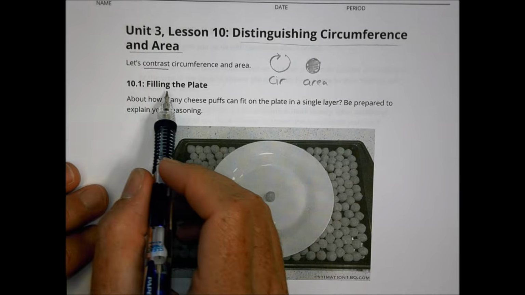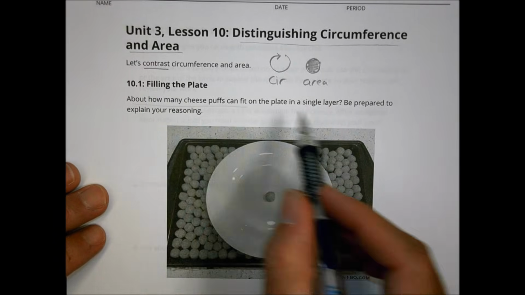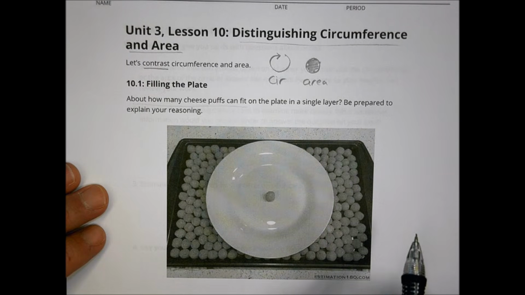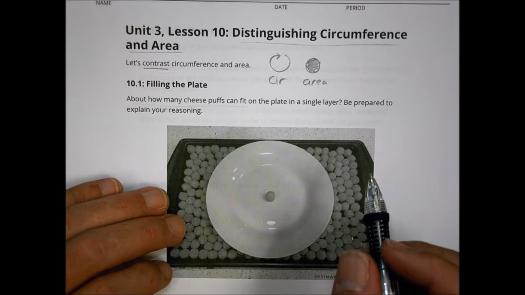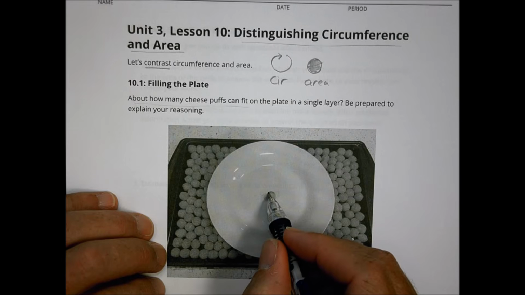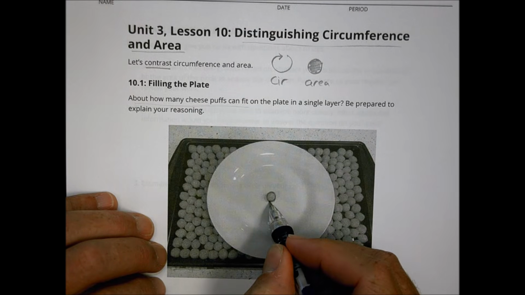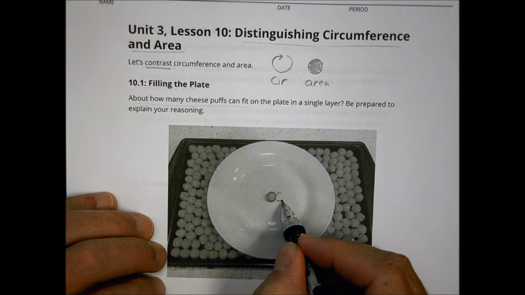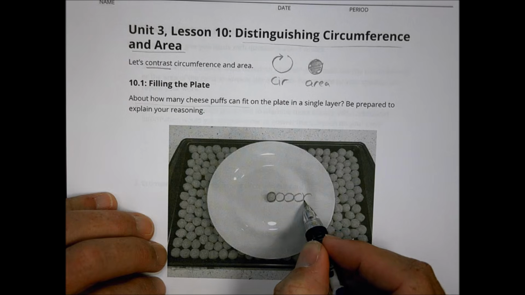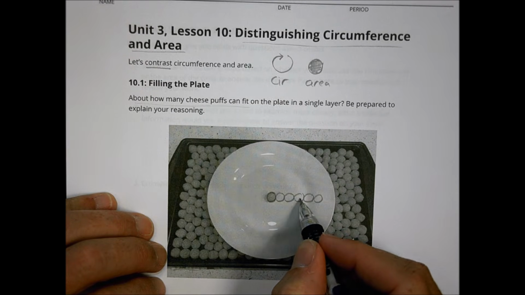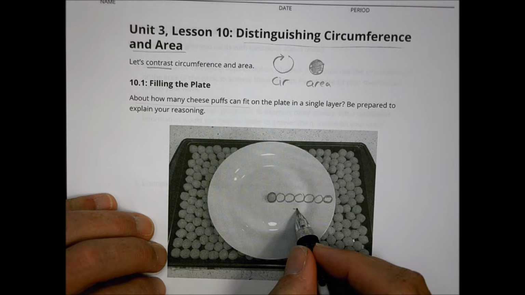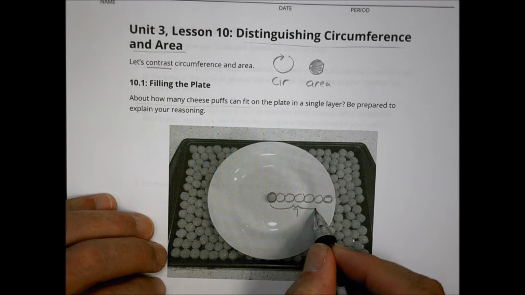In your first activity, called Filling the Plate, it said about how many cheese puffs can fit on the plate in a single layer, and be prepared to explain your reasoning. This is a great little question, a lot of fun if you had some real cheese puffs, so experiment with it and see what happens. Let's take for example that a cheese puff here in the middle is about this size. If I replicate that and draw some more cheese puffs around the same size, I find that I'm roughly about 7 cheese puffs long from the center to the edge.